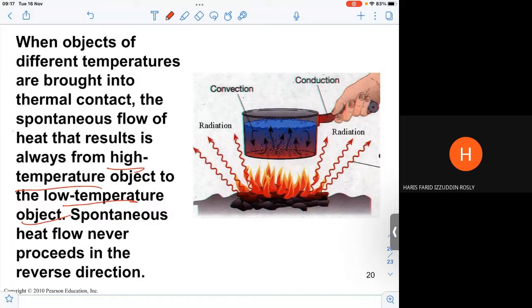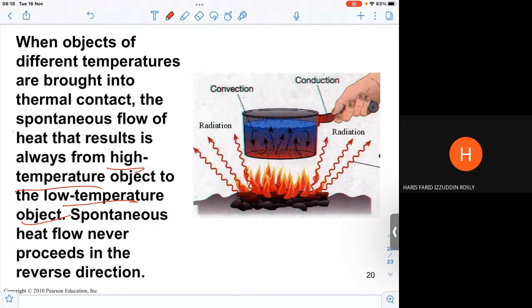You cannot see heat flow from the cold body to the hot body. It must always be from the hot body to the cold body, because the hot body contains a lot of energy, and that energy should be transferred. That energy will be transferred to the cold body, and there will be no reverse direction.